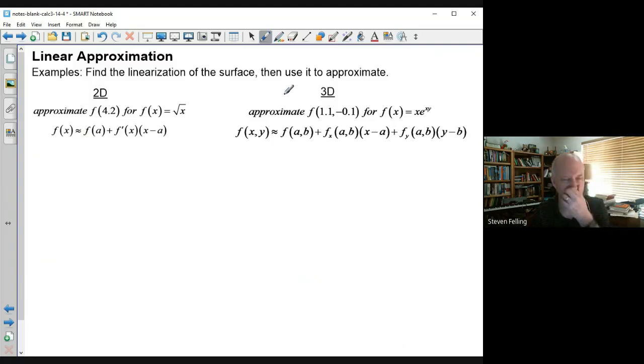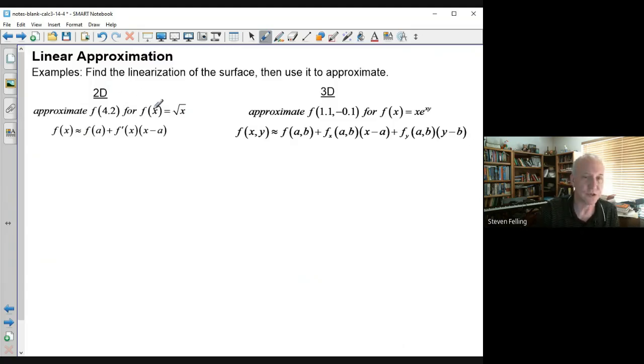Okay, so let's take an example. Again, I think all these things are easier to see when we do a specific example. So let's say I have the function, we'll do 2D first. Let's say I have the function f of x is the square root of x, but I'd like to get an approximate value for f of 4.2. I don't have a calculator handy, so I want to approximate it. I don't know that this is going to be that much easier, but this is what's called for.